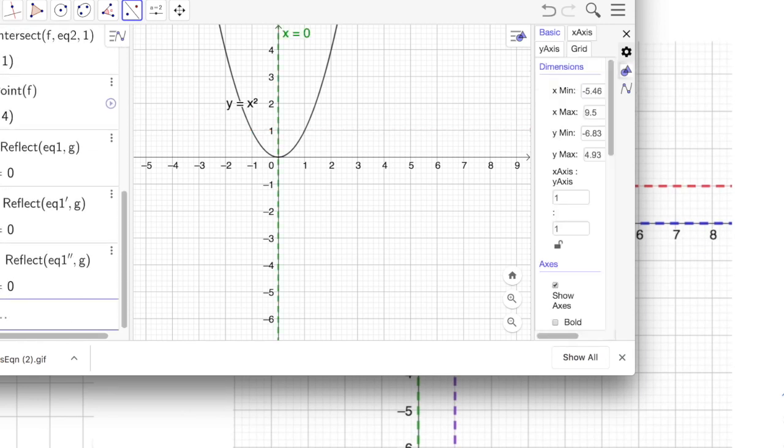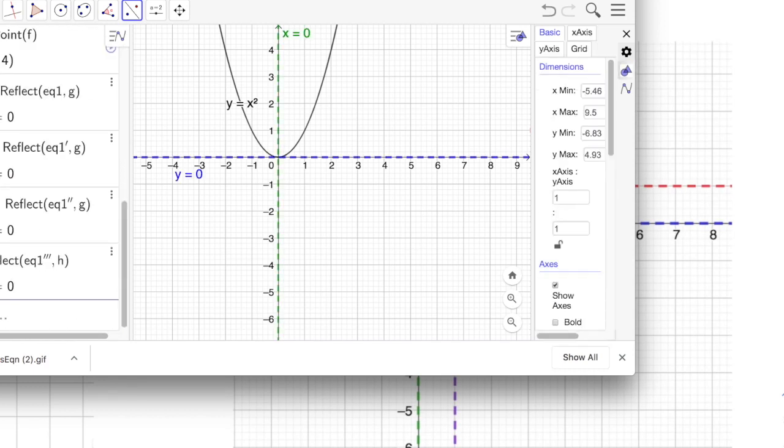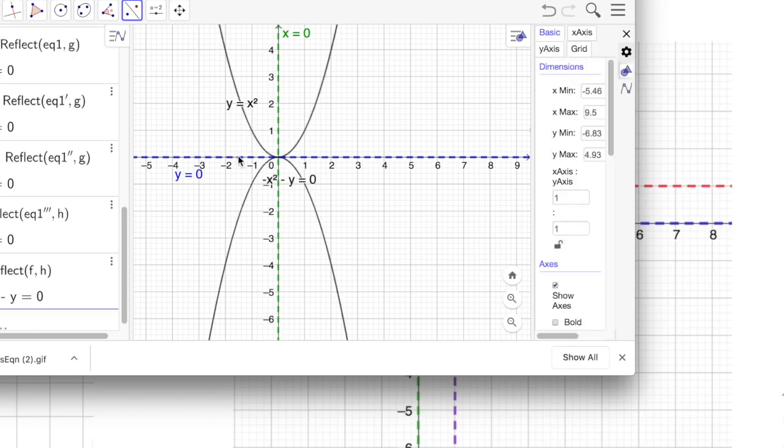So, what happens when I reflect across the line y equals 0? Well, as you can imagine, this thing is just going to do what we call a vertical flip. Okay, so it's going to look like this. So we're going to be spending some time talking about vertical reflections of parabolas, and that's coming up next. So please jot this down.